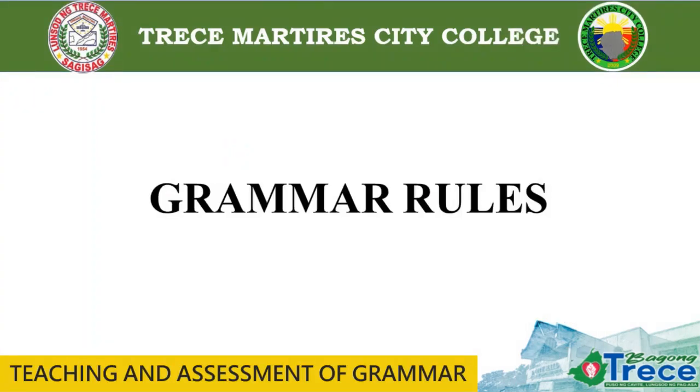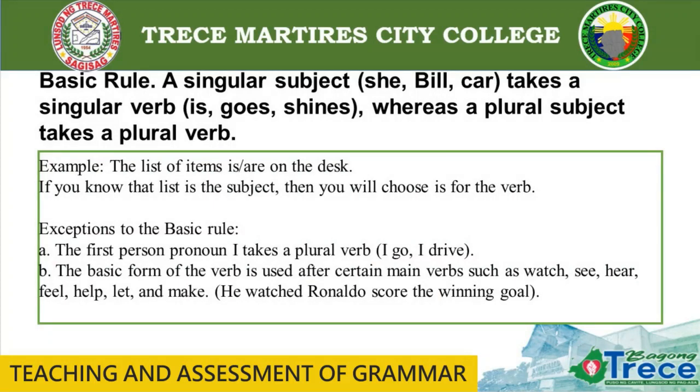Let us now go to the grammar rules. First basic rule, a singular subject, she, Bill, car, takes a singular verb, is, goes, shines. Whereas a plural subject takes a plural verb. As for example in here, the list of items is, are on the desk. If you know that the list is the subject, then you will choose is for the verb.